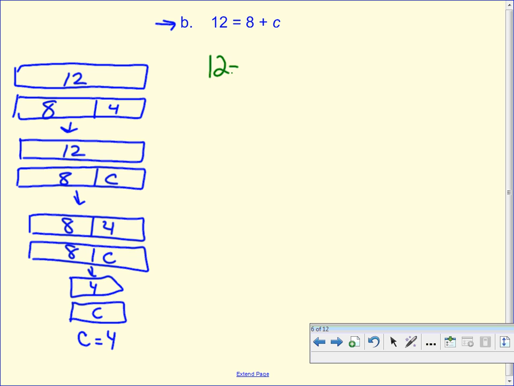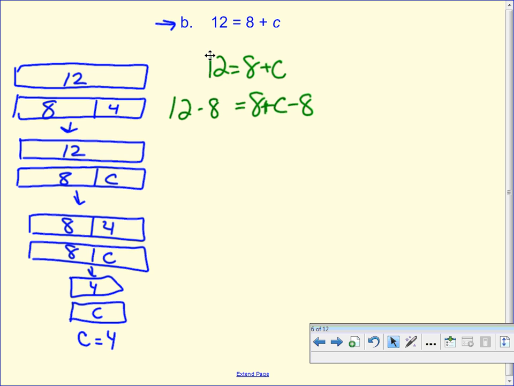So we have 12 equals 8 plus C. To find the value of the C, I have to find the identity of the C. Well, I have C, but we added 8 to it. How do I get my C back? If we added 8, how can I get my C back? Everybody? Take away the 8. But if I take away the 8 from this side, what do I have to do? Take away the 8 from that side.